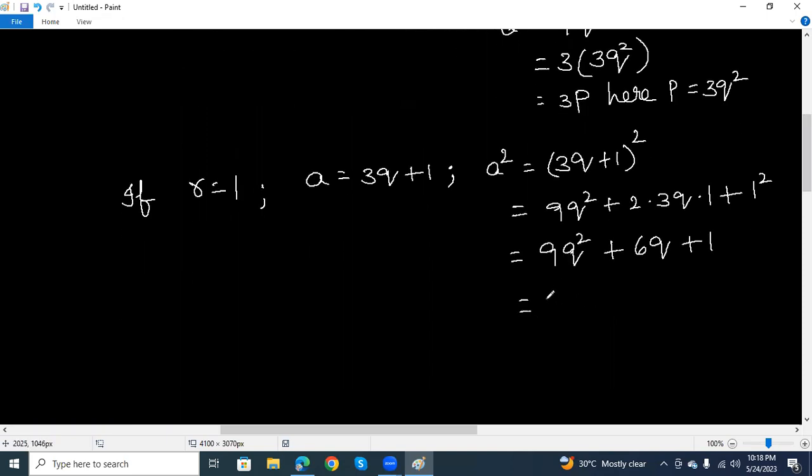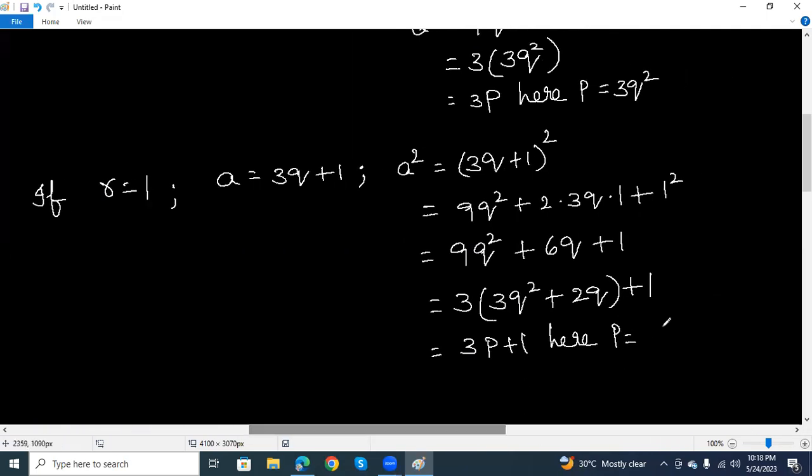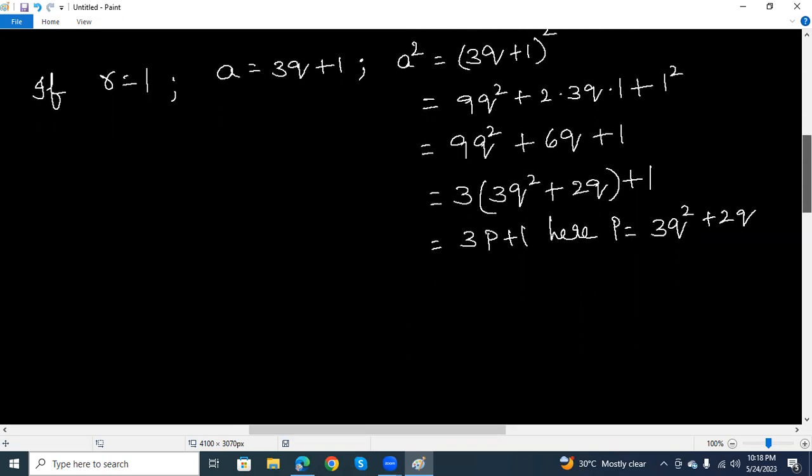But we need to put it in either the 3p or 3p plus 1 form. So let's take out 3 common. What we get is 3 times 3q square plus 2q, plus 1. So this is like the 3p plus 1 form, right? Here, in the place of p, we have 3q square plus 2q.